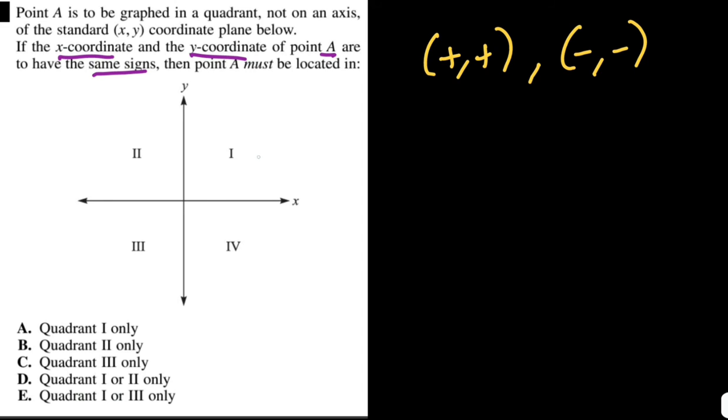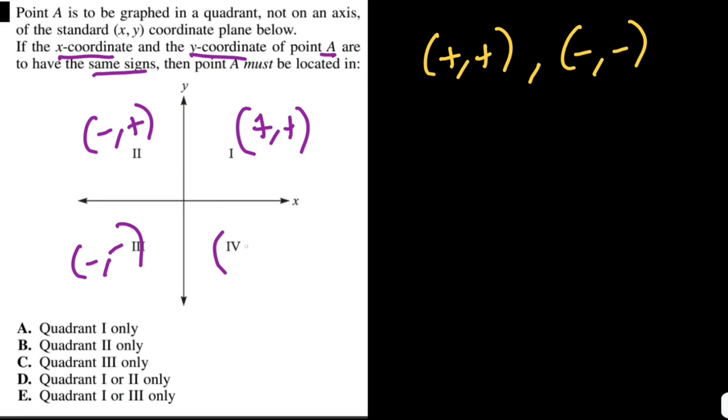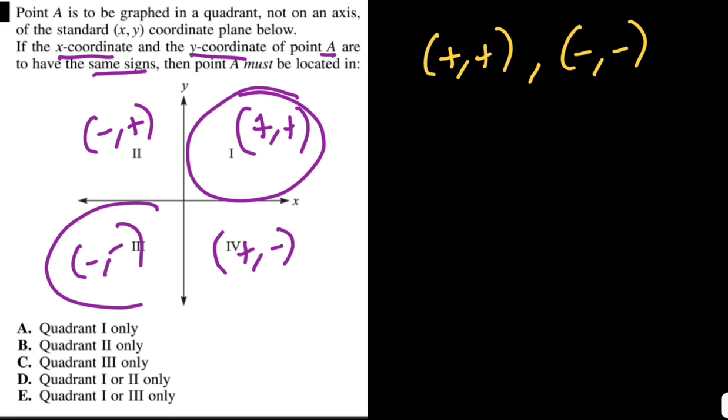For the first quadrant, the value of x and y here are both positive. And for the second quadrant, the value of x here is negative while y is positive. And for the third one, they're both negative. And for the fourth one, the value of x here is positive while y is negative. Therefore, point A must be located in quadrant 1 and quadrant 3. So the answer here is letter E.